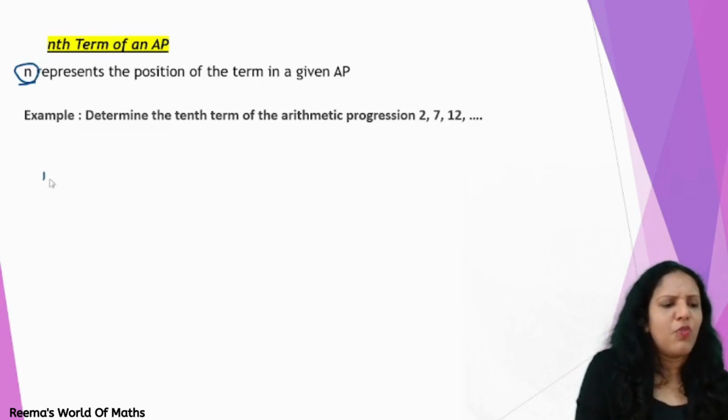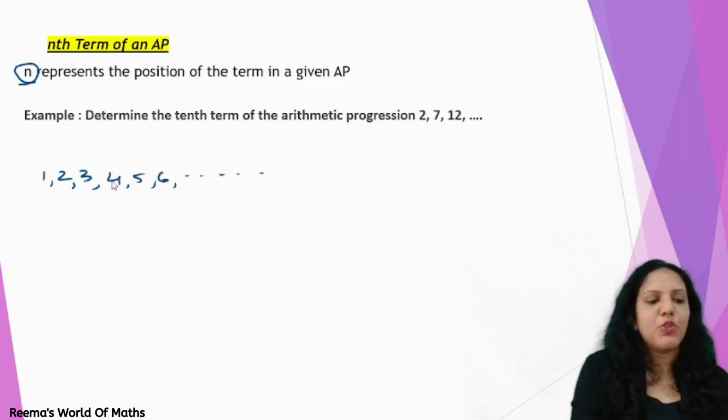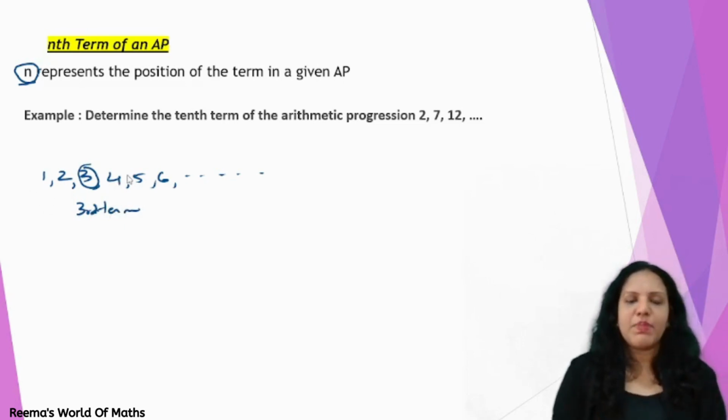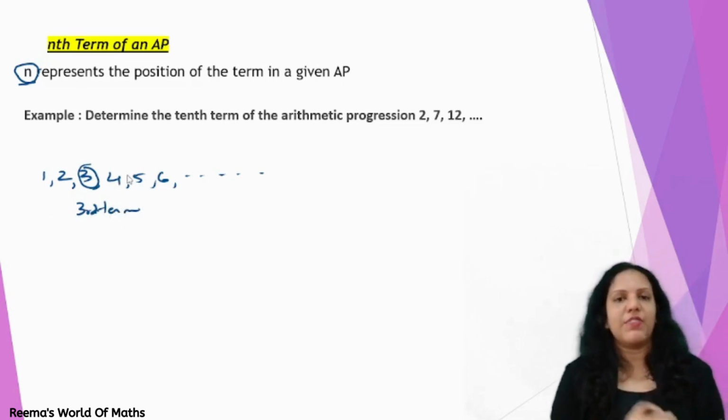For example, 1, 2, 3, 4, 5, 6. So here what is the position of the number 3? The position of 3 is the third term. So this is the third term in this AP. So n represents the position of the term in a given AP.